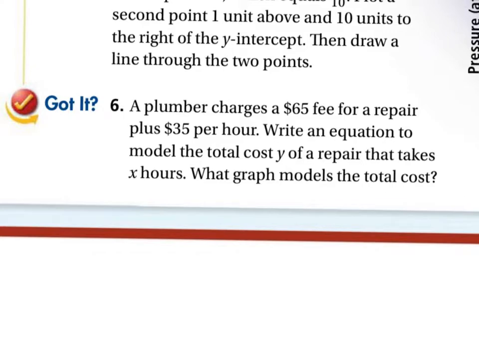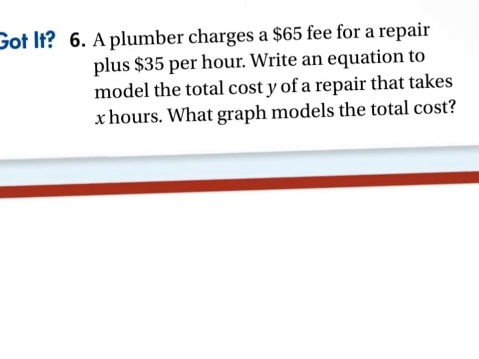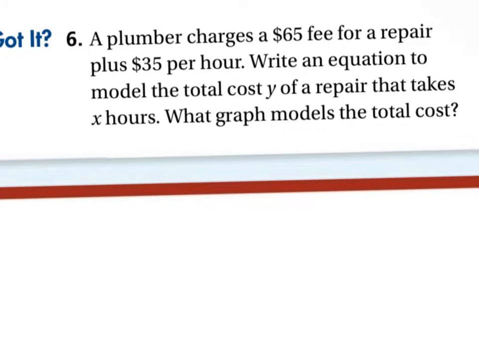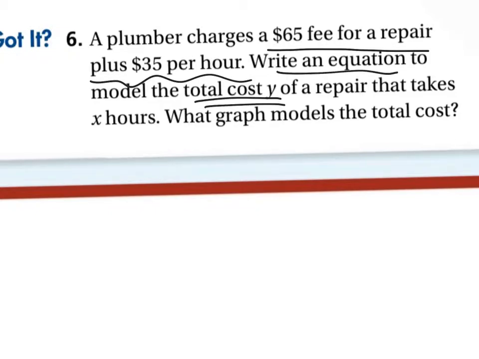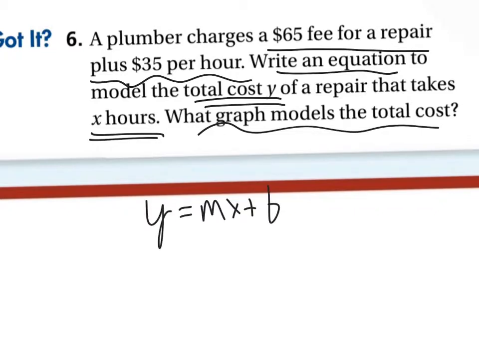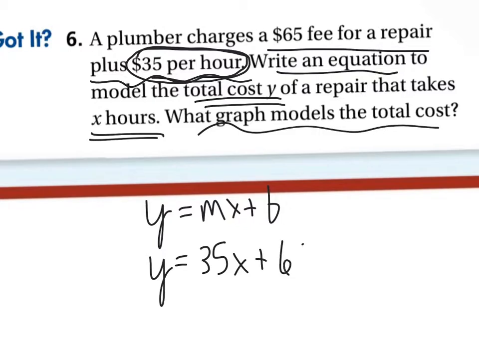So if you look at the guide at number 6, a plumber charges a $65 fee for repair plus $35 per hour. Write an equation to model the total cost Y of a repair that takes X hours. And what graph models the total cost? On this problem, if you see something per something, that's your rate of change or slope. So 35 is our slope. And then the y-intercept is 65.